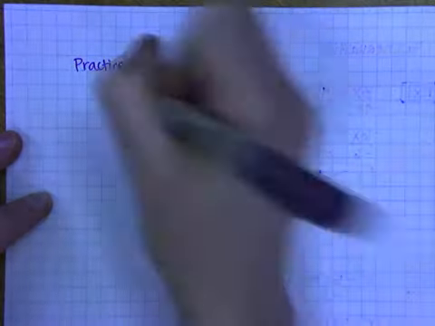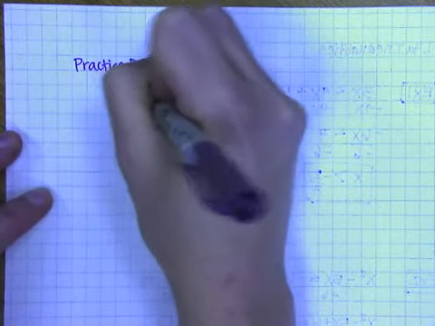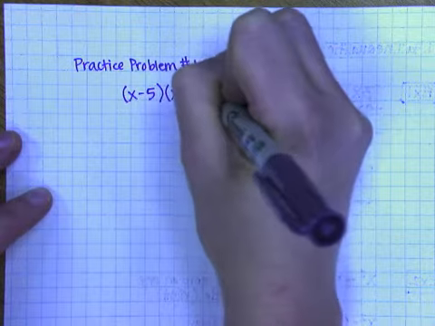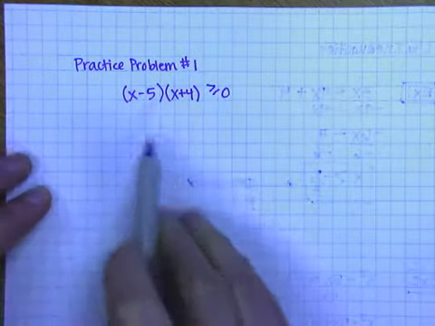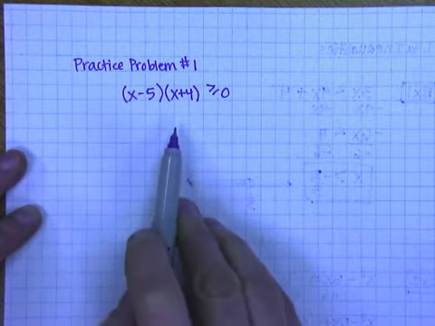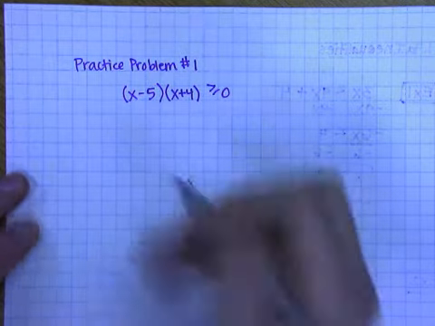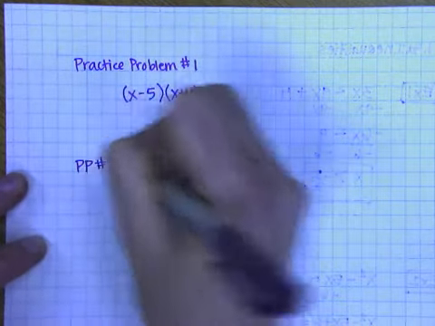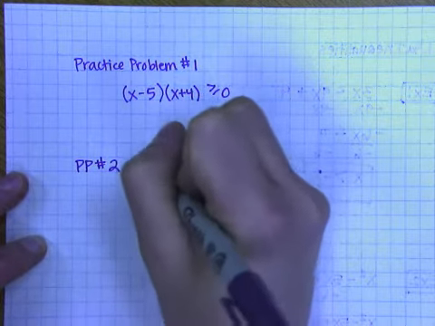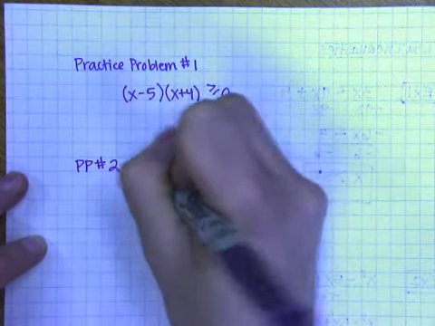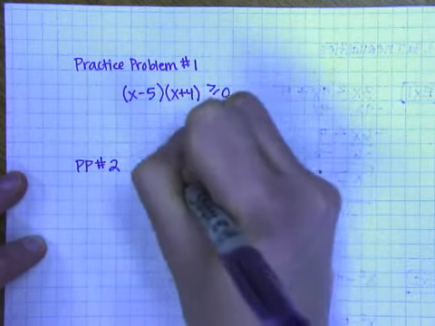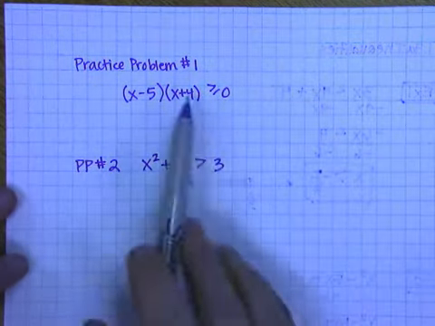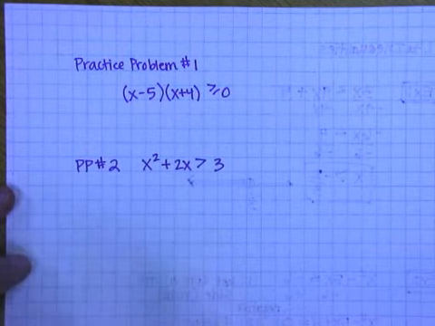Would you guys please do x minus 5 times x plus 4 is greater than or equal to 0? I want you to do this with the table method and also by graphing. And then practice problem number 2. Would you guys please do x squared plus 2x is greater than 3. Okay, and I want you to do both of these with the table method and also by graphing.